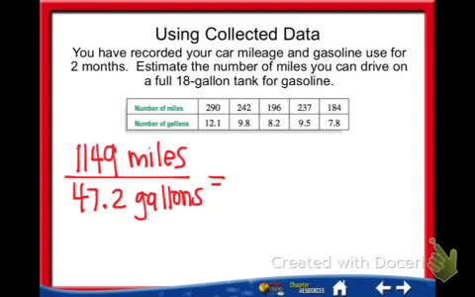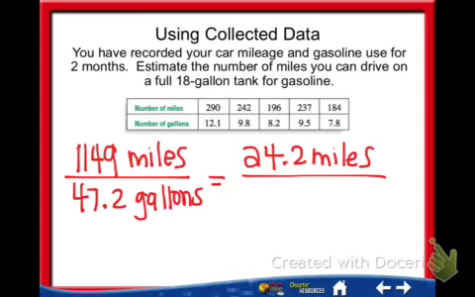Next, I'm going to find the unit rate. 1,149 miles in 47.2 gallons. When I divide this, I'll get about 24.2 miles with 1 gallon.